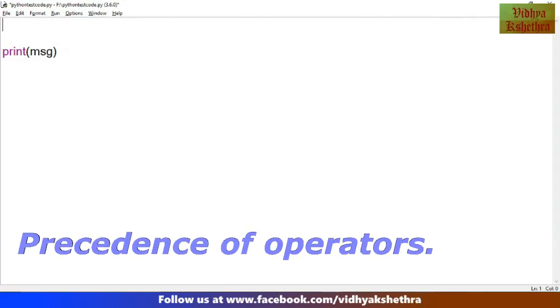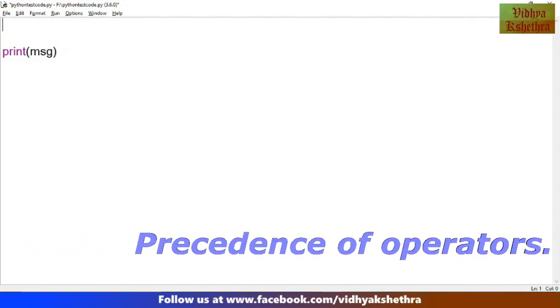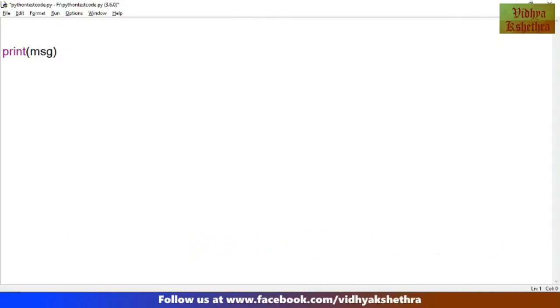There are many other operators in Python, like the AND operator, OR operator, NOT operator. These are all logical operators. Then there is also the bitwise AND operator, the bitwise OR operator, and the bitwise NOT operator as well, that we can see in later videos.